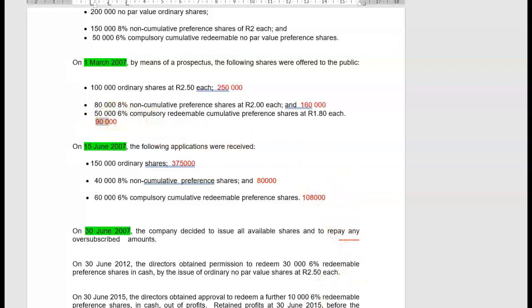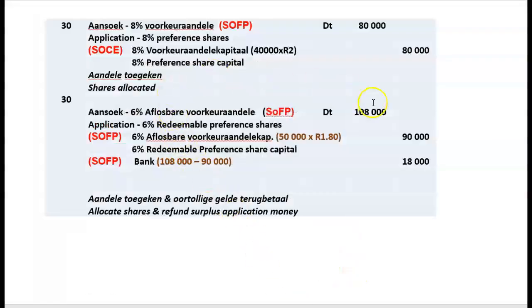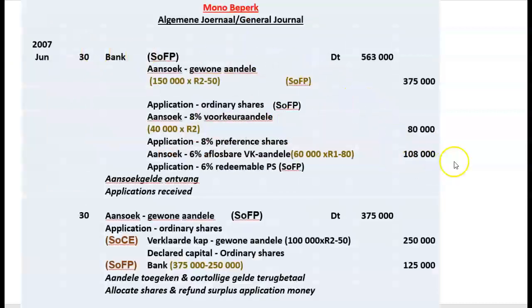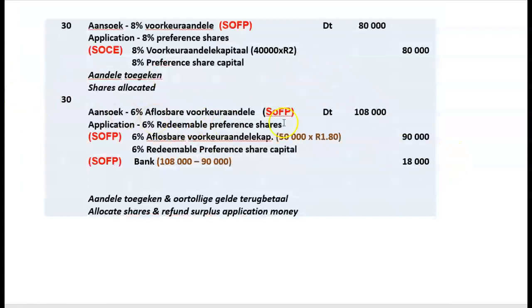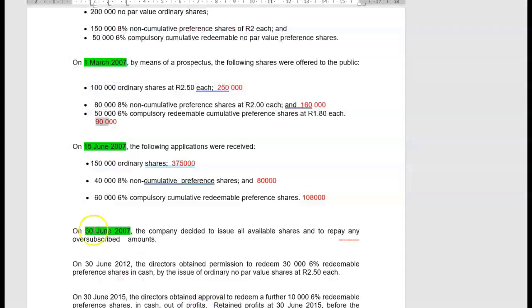the oversubscription of 18,000. So we're going to debit our allotment account, the amount that we've received, the 108,000, we're going to take out of that account now. So we're going to debit that account. We're going to credit our 6% redeemable pref share capital account, which is statement of financial position because it's a loan account, 90,000, and we're going to credit bank with the oversubscription that we're going to repay those shareholders of 18,000 Rand.